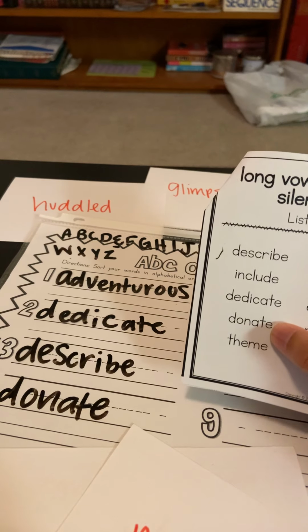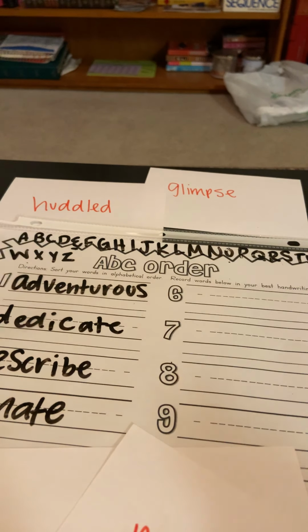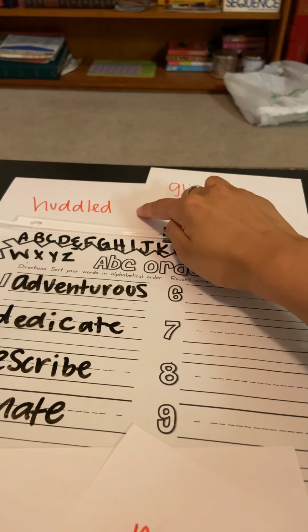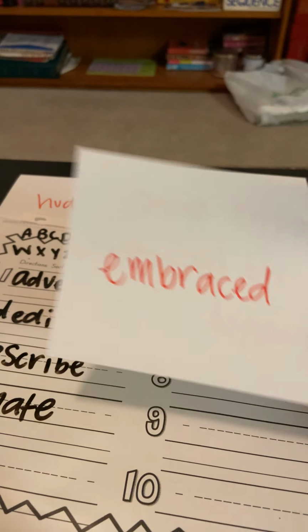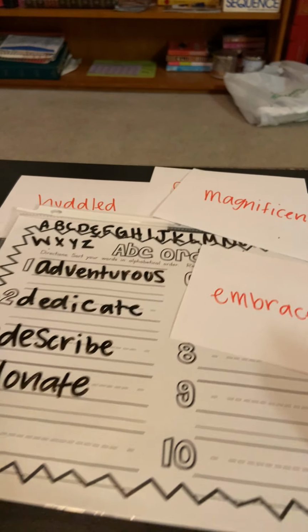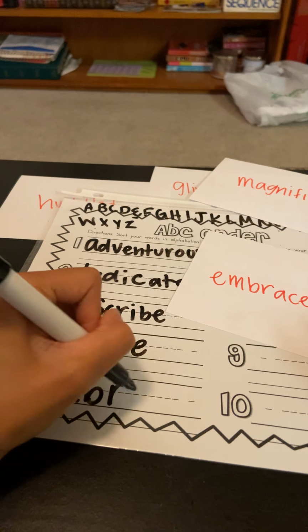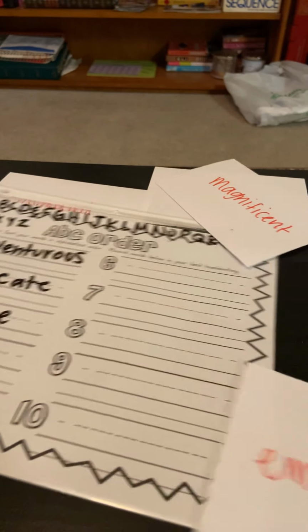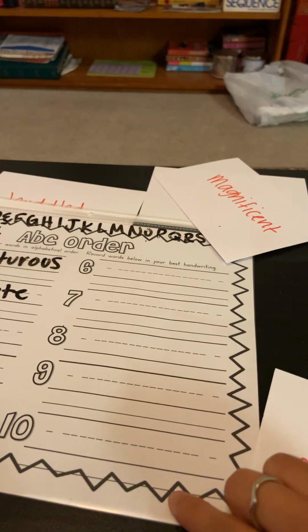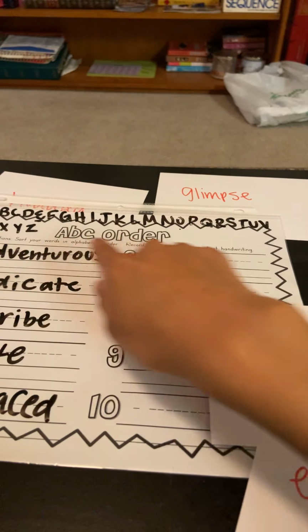Okay, now I can go ahead and move to the next letter. Okay, after D we have E. Do I have any E words? Glimpse? No. Huddled? No. Magnificent? Nope. Embraced? Ooh, that's an E word and that looks like my only one. So that must go next under number 5. Okay, and then I would keep going with my last 5 and do the exact same thing, checking to see if they are in the correct order and looking at my alphabet, okay?